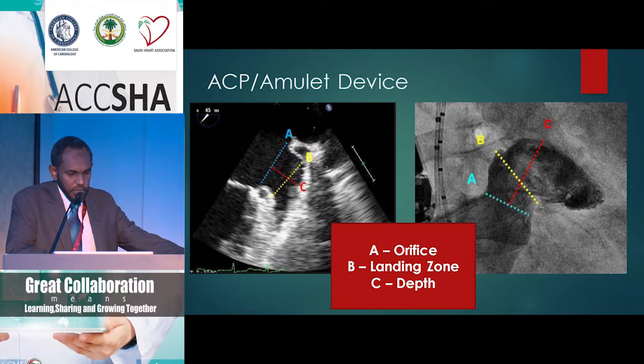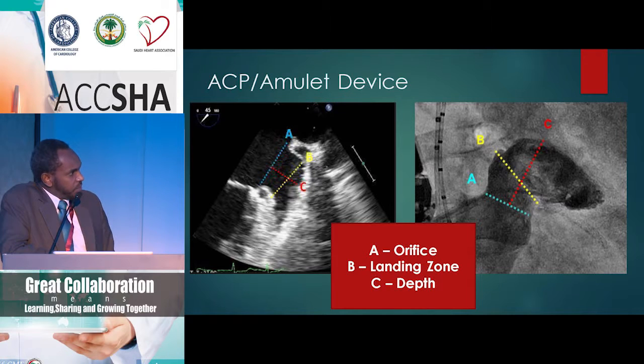The sizing, however, is a bit different in this device. When we come to size this device, we use the landing zone, which is about 1 centimeter inside the ostium. So you measure the ostium, and then you take a point perpendicular to the ostium 1 centimeter into the appendage cavity, and that's going to be your landing zone, and that's what you need to measure for sizing of the device. So this is the ostium, this is the landing zone, and this is the depth of the appendage.